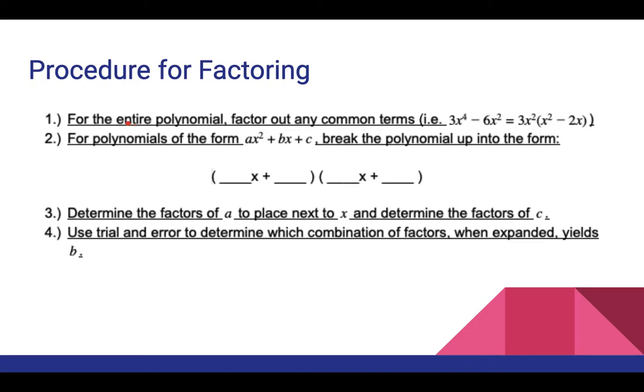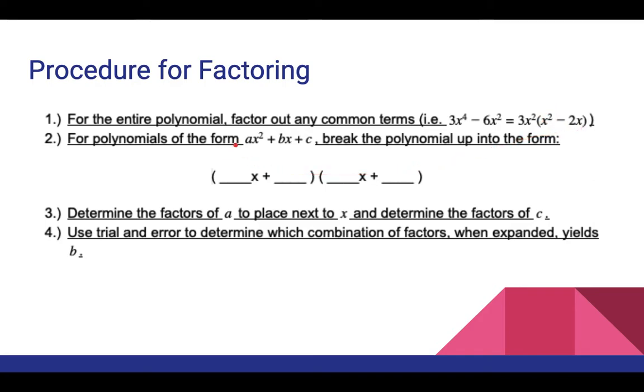So the steps that we're going to follow: we're going to factor the entire polynomial. We're going to factor out any common terms at first. So if we have 3x^4 minus 6x^2, there's a common term of 3x^2 on both of these terms that we can factor out. So this is equal to 3x^2 times (x^2 minus 2).